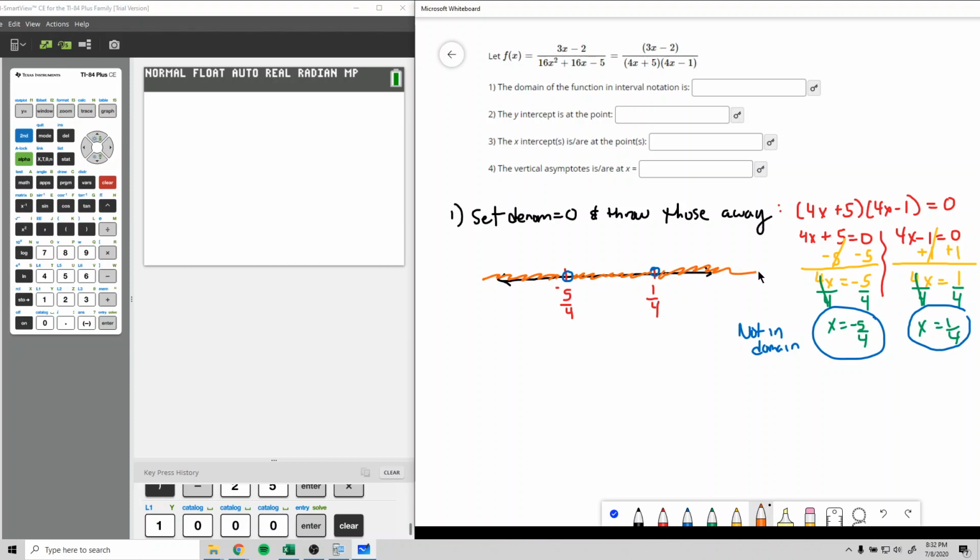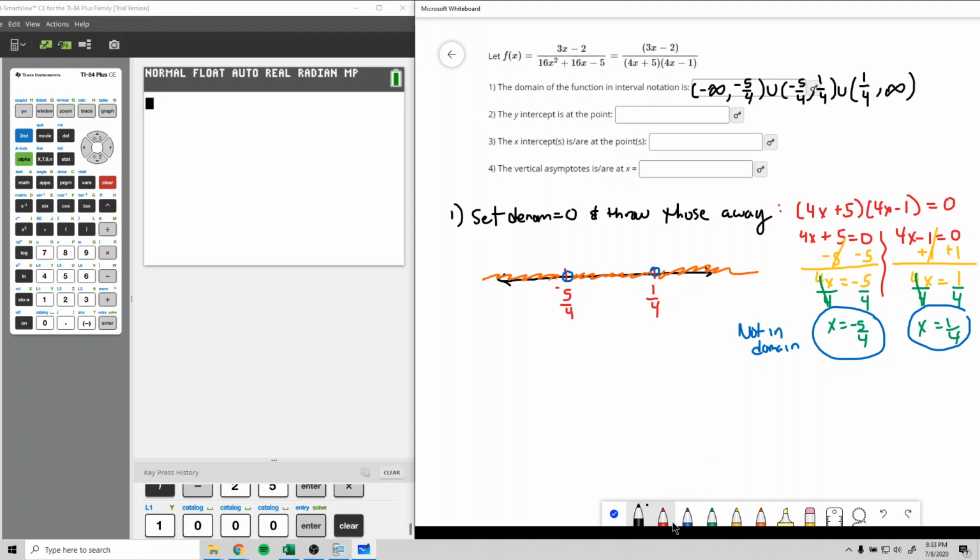We want to make sure we do this because we have to write the domain in interval notation. It would be negative infinity, going all the way left, up to negative 5/4. We use a parenthesis since there is an open circle. It's not included. Union, we jump across the negative 5/4 and go until we hit 1/4. Another parenthesis because it's open. Union, parenthesis, 1/4, and then all the way again to infinity. There's nothing else stopping us. All right, so that is the domain.